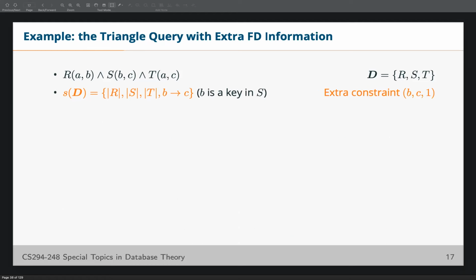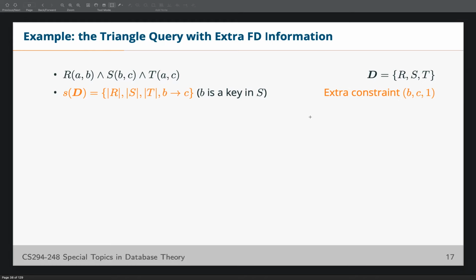Okay, so let's do something a little less trivial. Here I have also the triangle query, with AB, BC, and AC, but now I also know one extra thing, that B is a primary key of the relation S. So that means that we have the degree constraints as we had from the previous slide, but also the extra one that says for every B, the number of C's is at most 1.